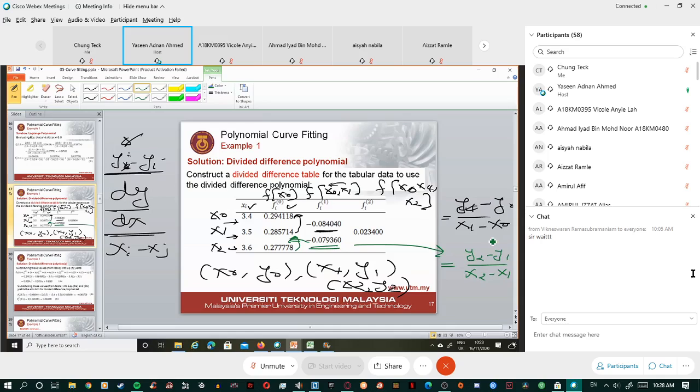So remember that x1 minus x0, x2 minus x1. So the difference is actually always 1. 0 minus 1 is 1. 2 minus 1 is 1. Okay, clear? So if it is okay, then can you do the next one?